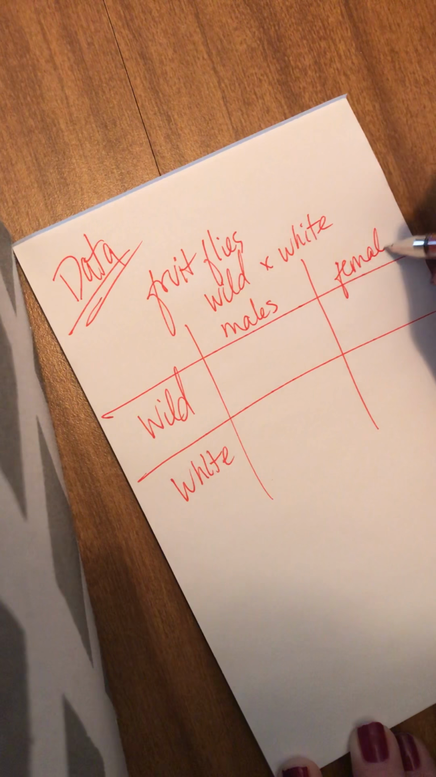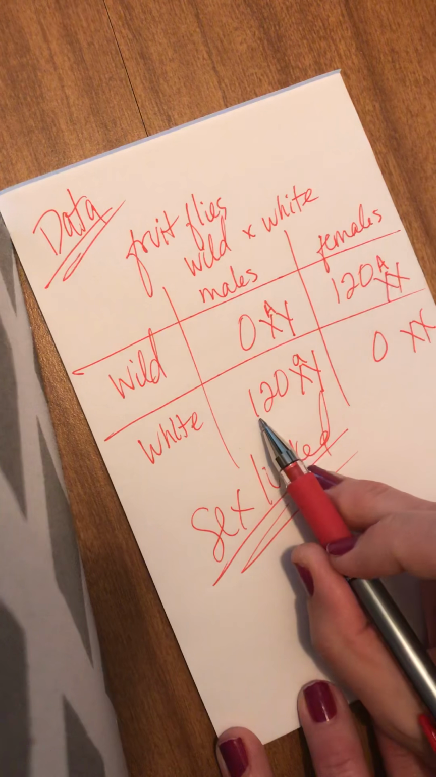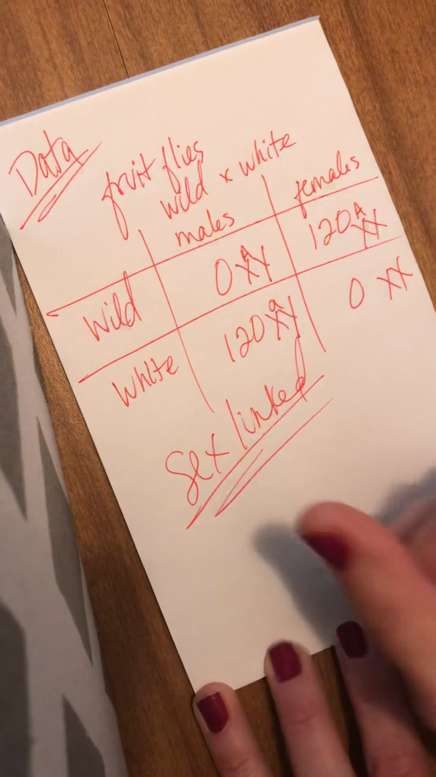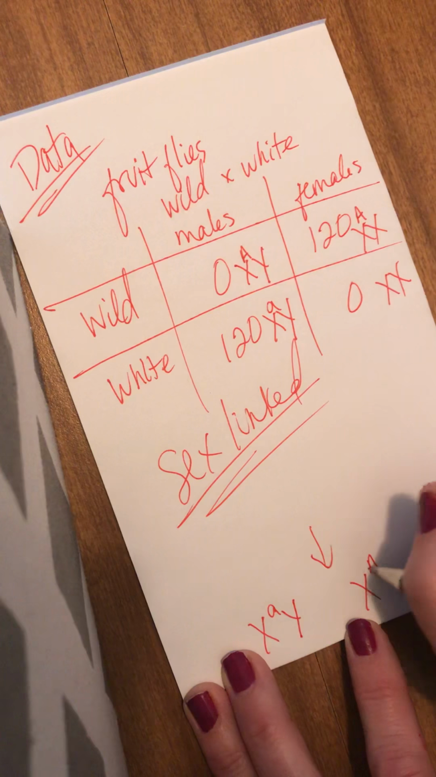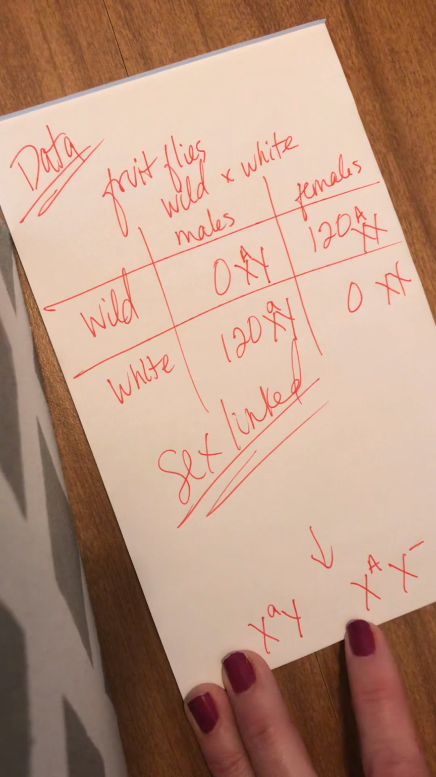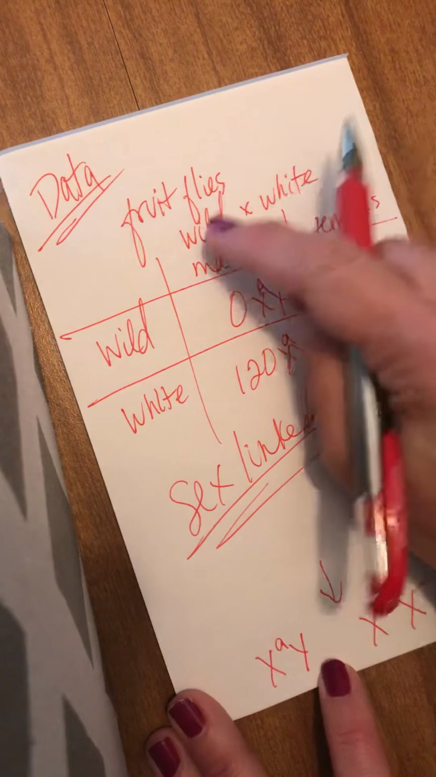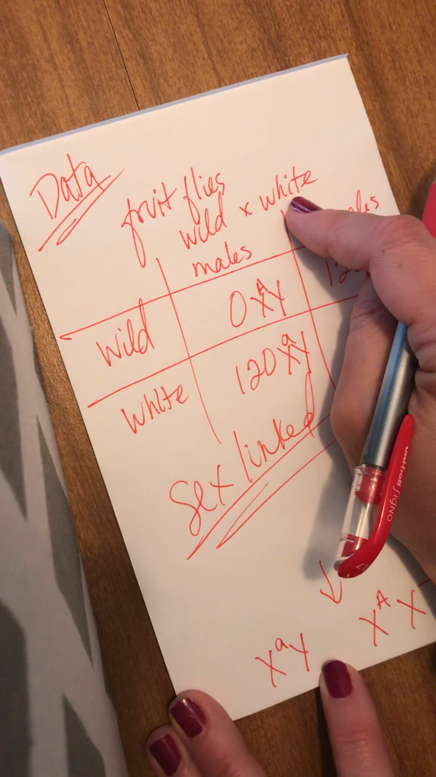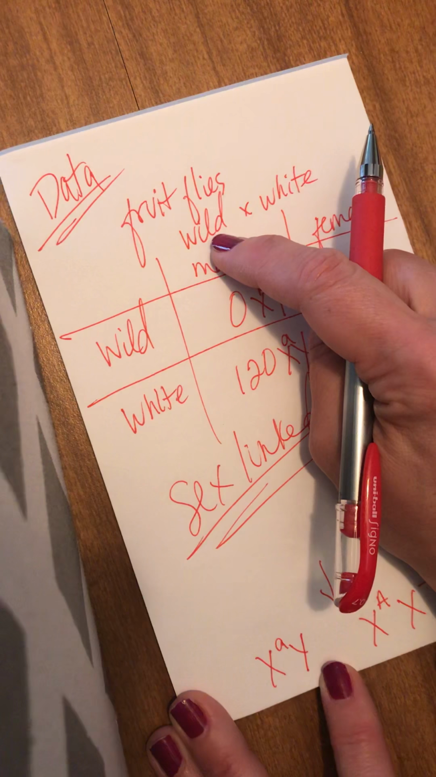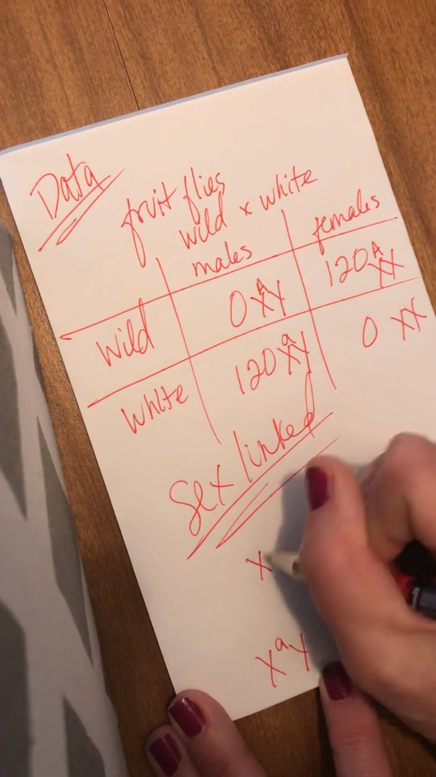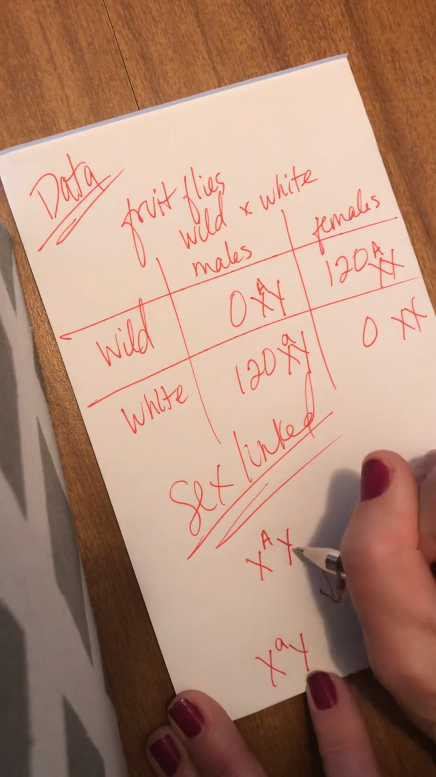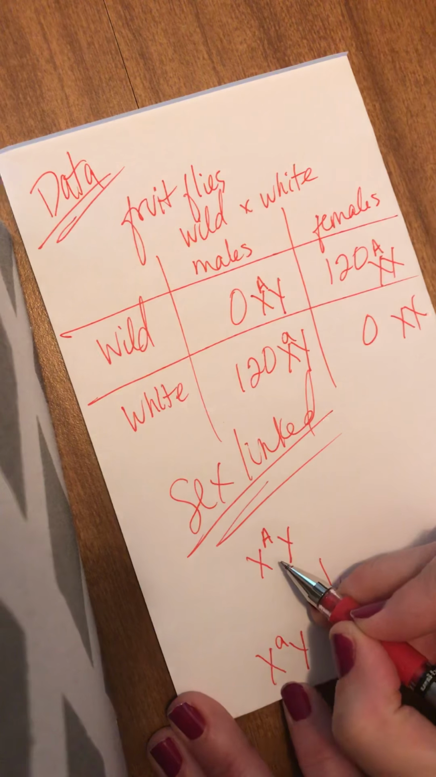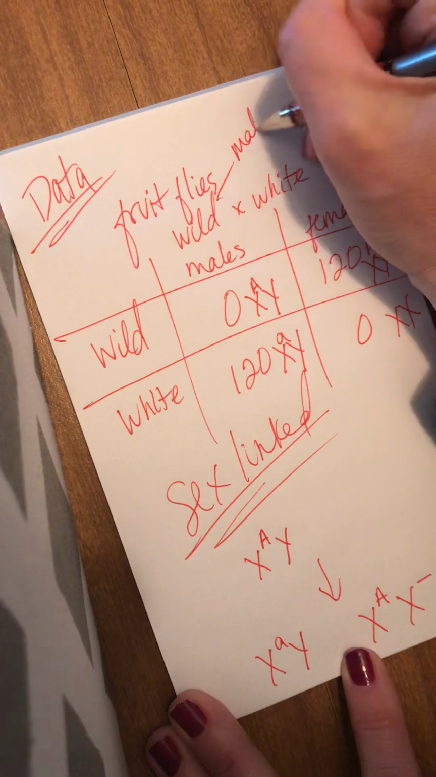Here are my males that I actually saw as a result. They're all X little a Y. So if I think about the kids, they are X little a Y and X big A, X something else. I now think about my parents. I know I had a wild parent and I know I had a white parent. The wild must be the dad. So dad gives his X to his daughters and gives the Y to the sons. So this must have been a wild-eyed male.